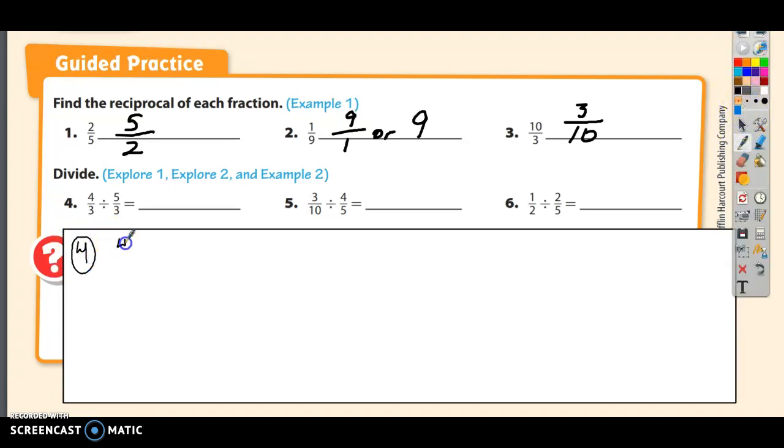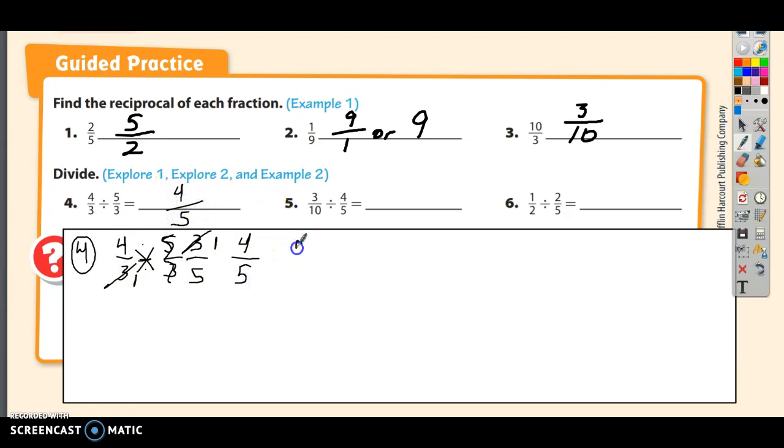I'm going to probably write kind of small so we can see everything. Number 4. 4/3 divided by 5/3 is the same thing as 4/3 times 3/5. My 3's simplify. 3 and 3 are each divisible by 3. So now I have 4 times 1 is 4. And 1 times 5 is 5. The answer is 4/5.